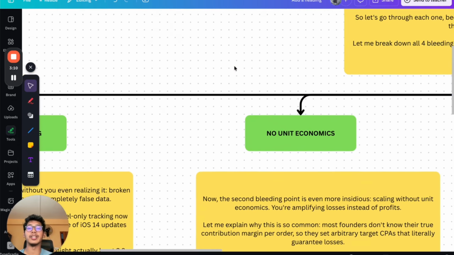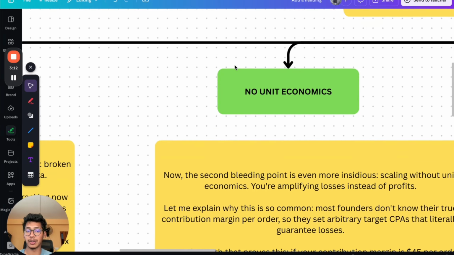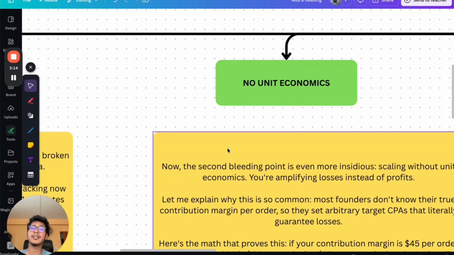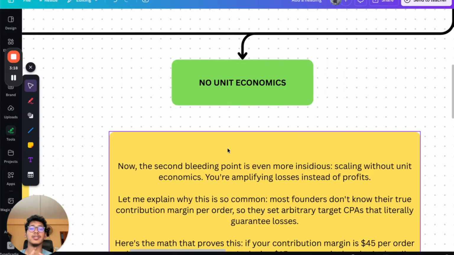So the second point is no unit economics. The second bleeding point is even more insidious: scaling without unit economics. You are amplifying losses instead of profits. Let me explain why this is so common. Most founders don't know the true contribution margin per order, so they set an arbitrary target CPA that usually guarantees a loss. Here's the math that proves it.